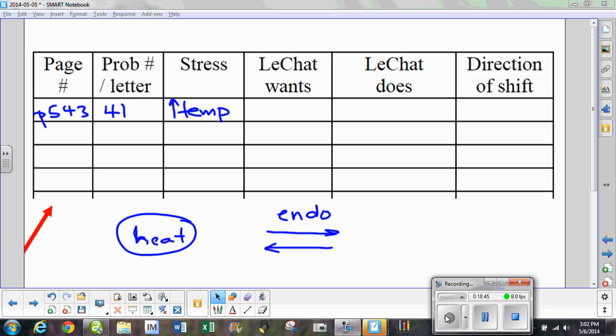It radiates out. Boy, you got a lot of cleanup done back there, huh? Okay, Yura. We got temp up. LeChat wants. Good. We're going to bring the temperature down.